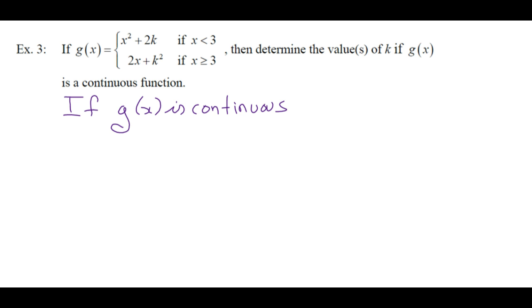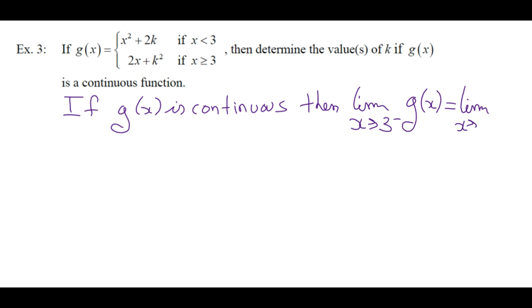X squared plus 2k and 2x plus k squared are going to be continuous functions, right? There are no radicals and no rationals, so there'll be nowhere that those aren't defined. So if g of x is continuous, then the limit as x approaches 3 from below of g of x will be equal to the limit as x approaches 3 from above of g of x, right? Those two limits will be the same. And we know that g of x is defined for any x.